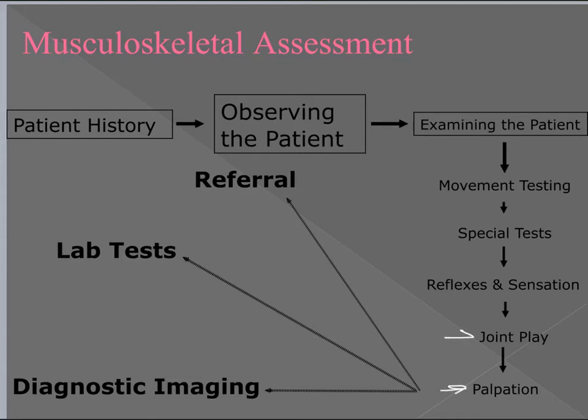We're going to look at joint play, probably going to assess reflexes and sensation, in particular if we suspect a peripheral nerve injury. Remember, we talked about the neuropraxia, the axonotmesis, the neurotmesis, right? If they have signs and symptoms that the neurovascular system is involved, then we're going to test those reflexes and sensation. We're always going to use special tests to help us rule in or rule out pathologies, that process of differential diagnosis. And then finally, we're going to look at movement testing.